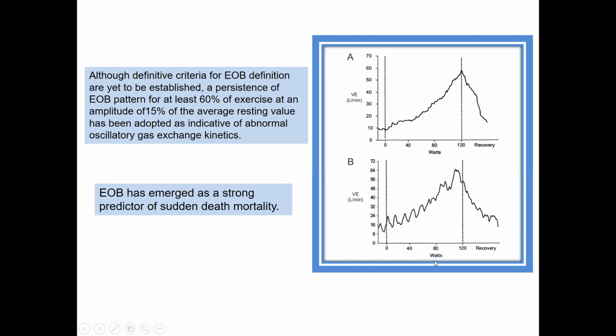Now, in some patients, this is just looking at the minute ventilation over work rate. Let me just tell you, depending upon programs, some people look at watts, some people look at time on the x-axis. It doesn't really matter. It does not change the relationship of the variables you're looking at. So you see this ventilation increases over time to peak exercise, and then this is recovery. Look at this one, very abnormal, oscillating. This is called exercise oscillatory breathing, or EOB.